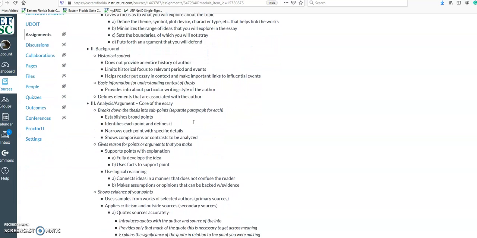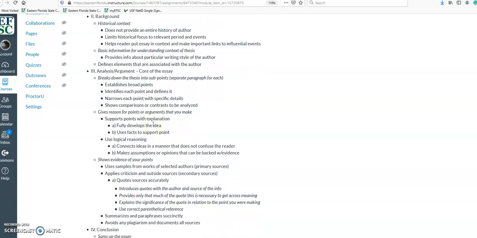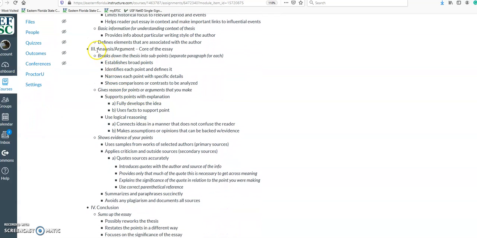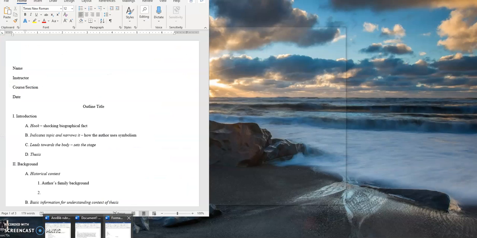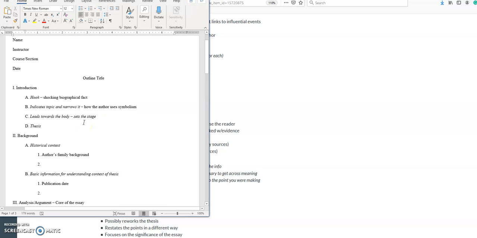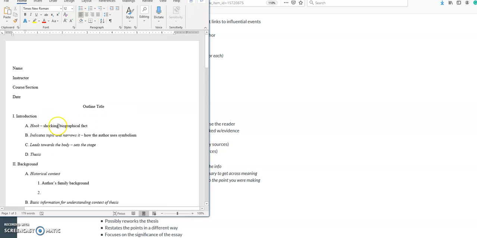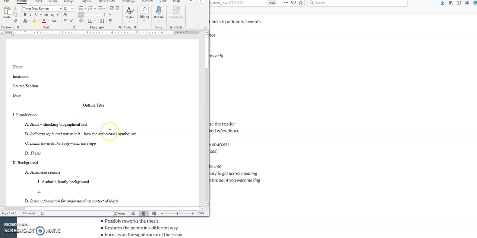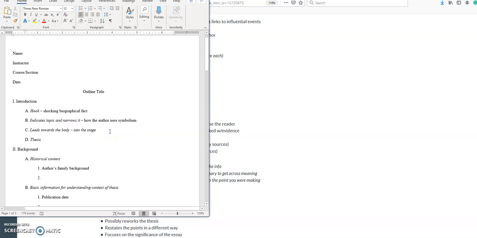When we get down to the Roman numeral 3, these are the main body paragraphs that introduce your primary and secondary sources. So I have completed, when you open the template, this Word doc that I have at the top, you'll see blank details here. So you'll see like hook, and then you need to fill this in. So this is an example of how to complete the outline.